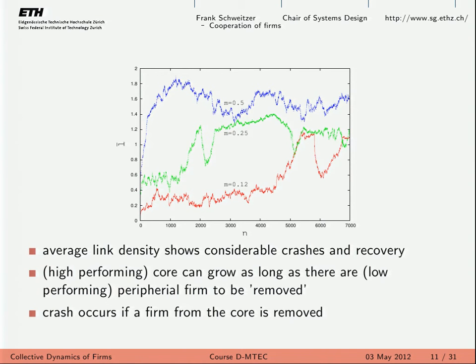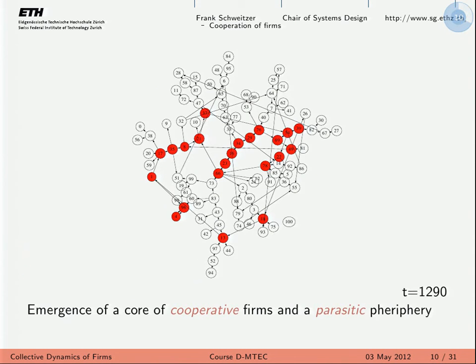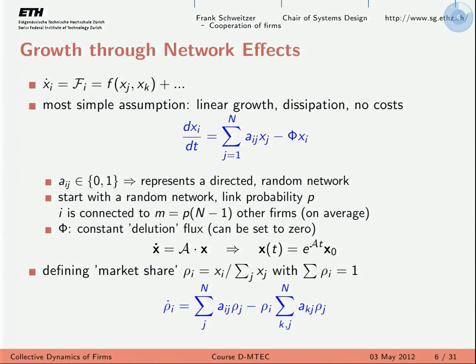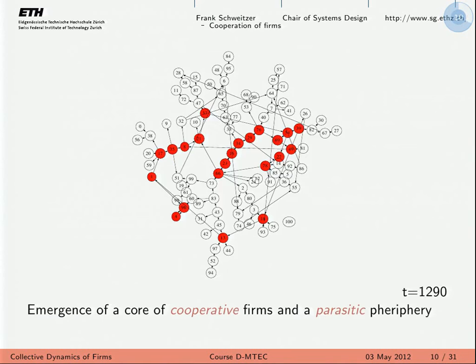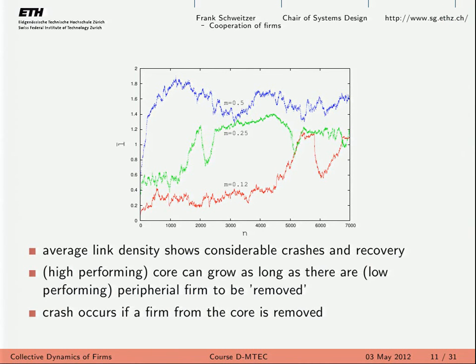In amplitude of the crashes. So the M is related to the probability to assign a link randomly. I think this was on the previous slide or somewhere. N is constant, and the p basically varies. What you see here is the average density L of the links, which is of course related to the M.